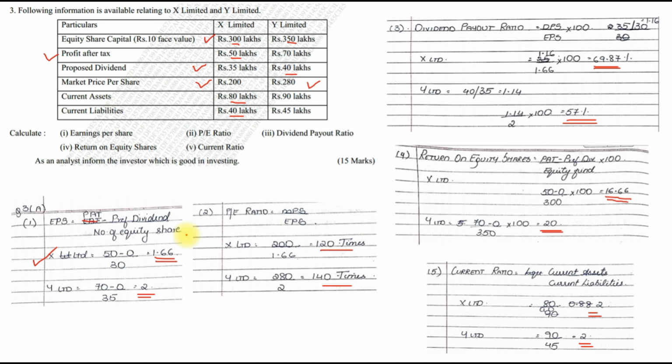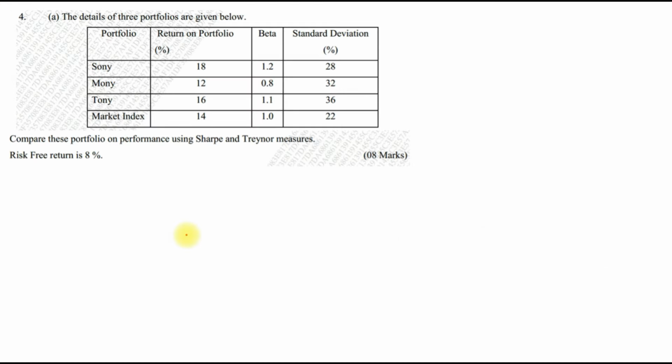After that, the next question was question number 4a. The details of 3 portfolios have been given. Return on Sony, Moni, and Tony, and market index has been given. They are giving you return on portfolio, beta and standard deviation. Compare this portfolio on the performance using Sharpe and Treynor measure, and risk-free rate of return is 8%.